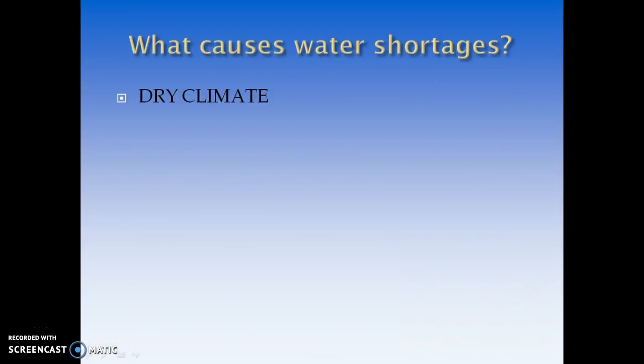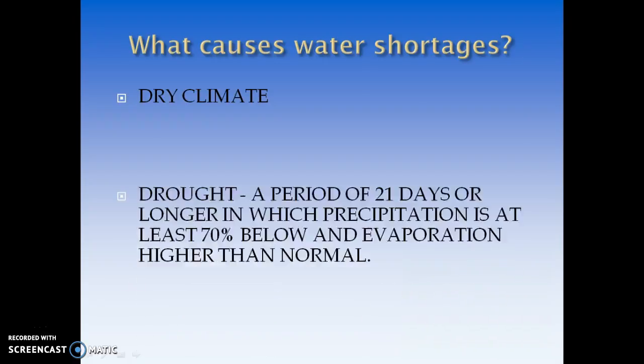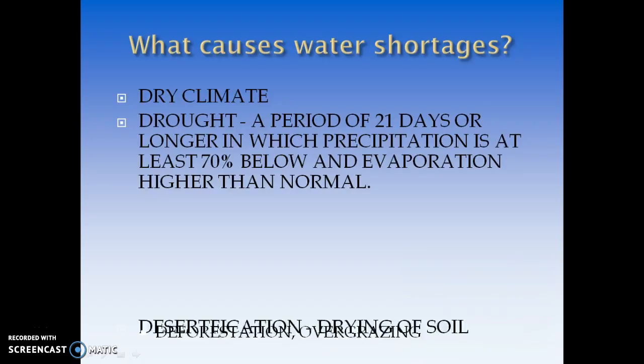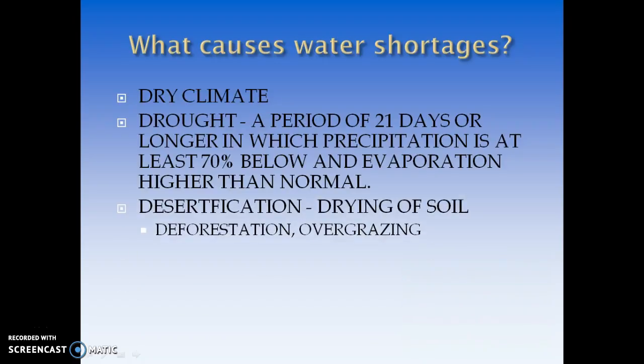So what's causing it? We know that dry climate is going to cause it. We already talked about this before. We know that if you have a dry climate, evaporation rates go up. So that's something from back in our atmospheric and weather pattern unit. Drought is the one that people usually forget about. I think that's probably because it's so simple. Drought actually is defined as a 21 day period of time without precipitation, or below 70% of normal, and the evaporation is higher.